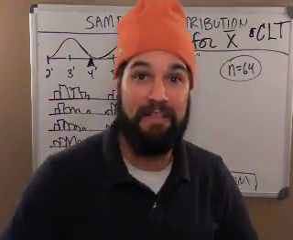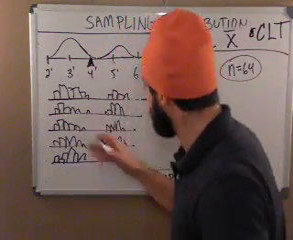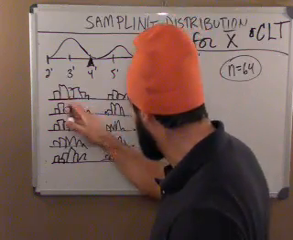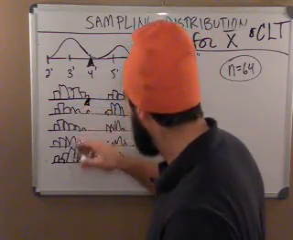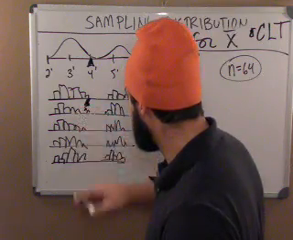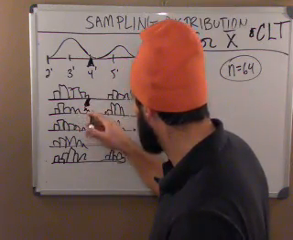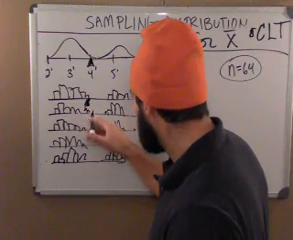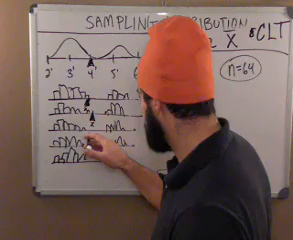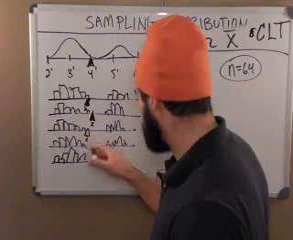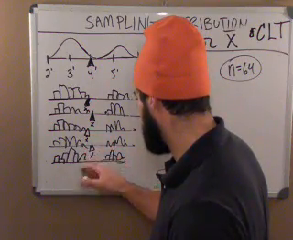So I'm going to find the balancing point for each one of these. Let's see, this guy would balance probably right around here. That would be the X bar. And this next guy would probably balance around, I don't know, here. That would be the X bar. And this guy would probably balance around here. That would be the X bar. And this guy around here would be the X bar.